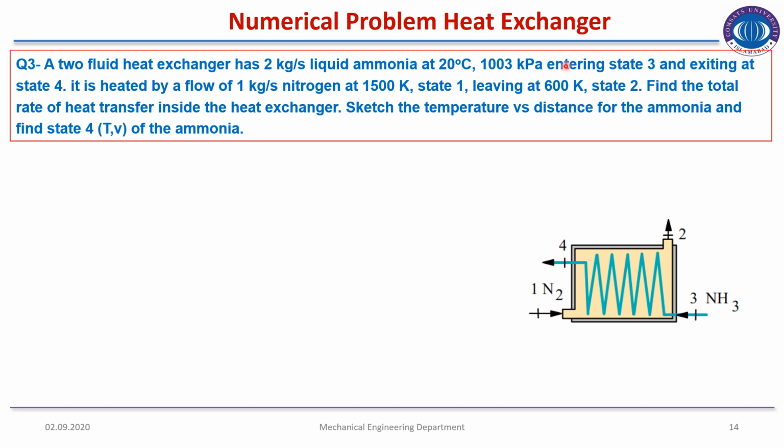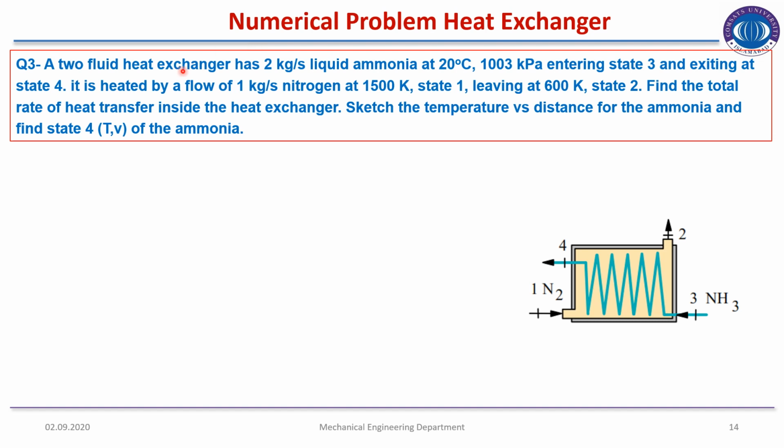So entering the state 3 and exiting at the state 4, it is heated by a flow of 1 kg per second nitrogen at 1500 Kelvin, state 1, leaving at 600 Kelvin, state 2. So high temperature nitrogen is entering from state 1 and exiting from state 2. So the temperature of nitrogen is reduced, whereas the temperature of ammonia is increased.